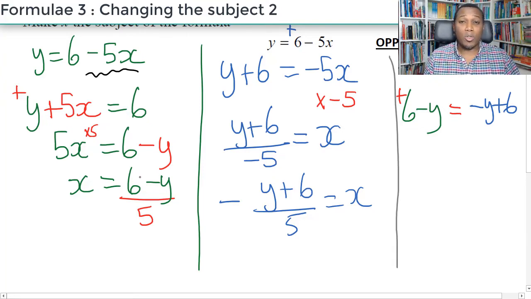You can try it. If I told you y is 2, 6 take away 2 is 4. If y is 2, minus 2 plus 6 is 4. It works. Okay, so they're the same. The expressions are the same. The one on the left, preferred. So I'm going to put this as right, preferred.